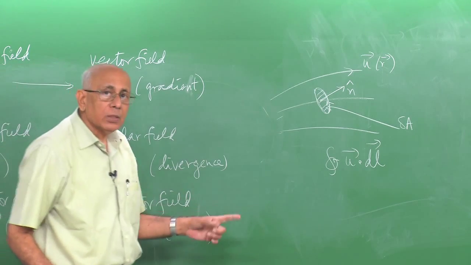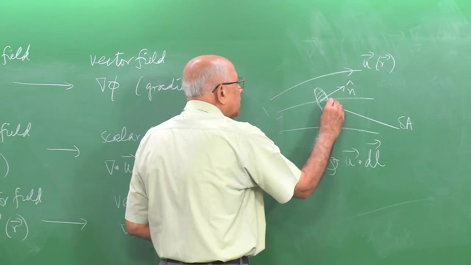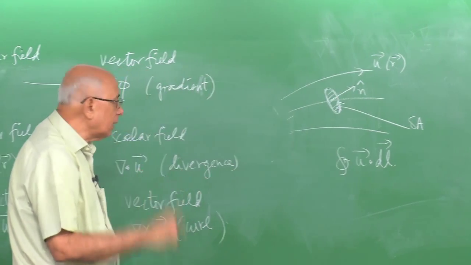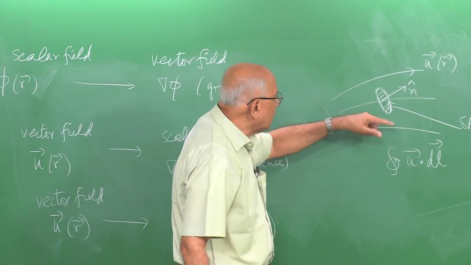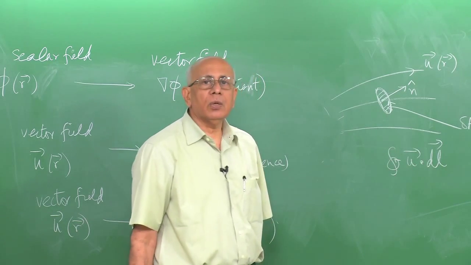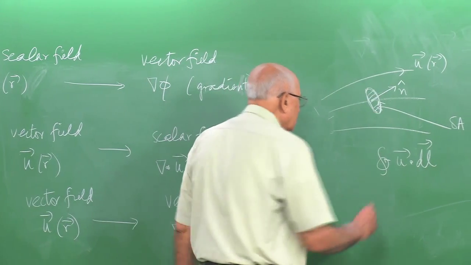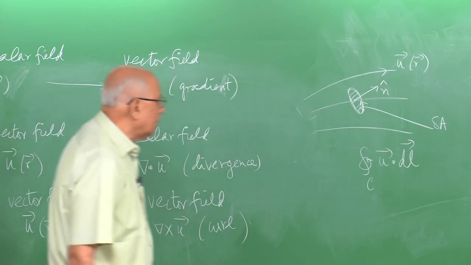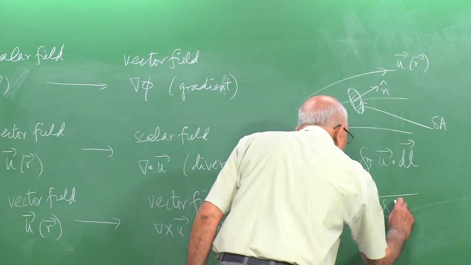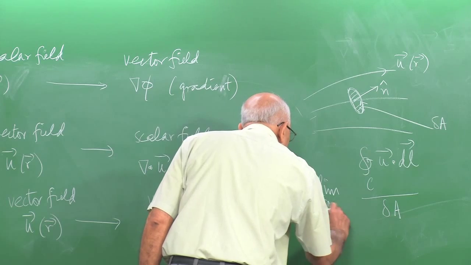This quantity is called the circulation of the vector field, and dl is a line element which changes direction as you move along here. Each dl is infinitesimal, a small tiny vector, and as you move along here it changes direction, you dot it with the u at that point, and this is called the circulation of the vector field u around this contour C. You find the circulation per unit area and you take the limit as delta A goes to 0.